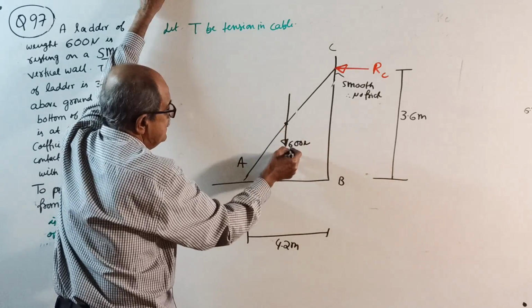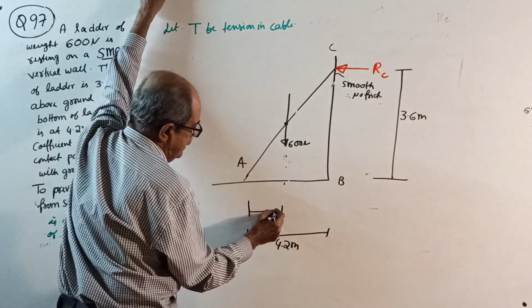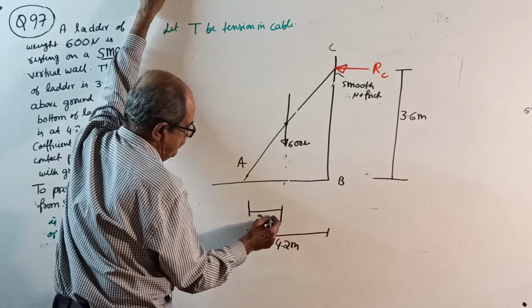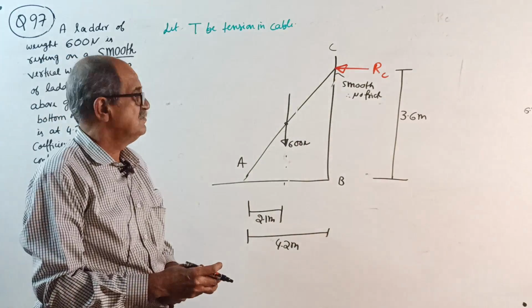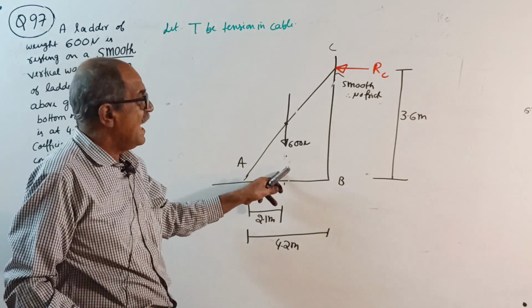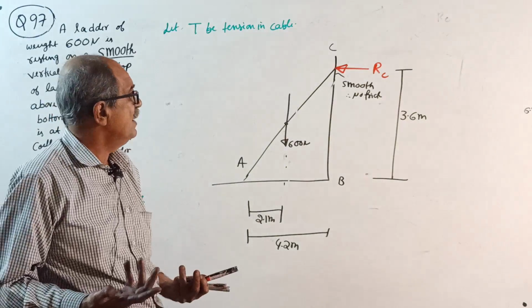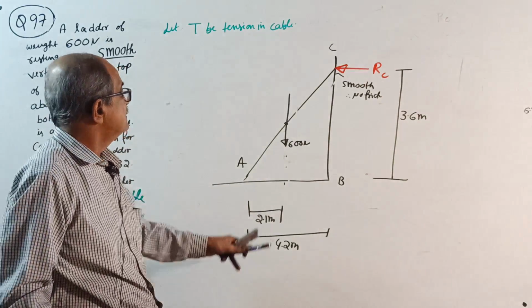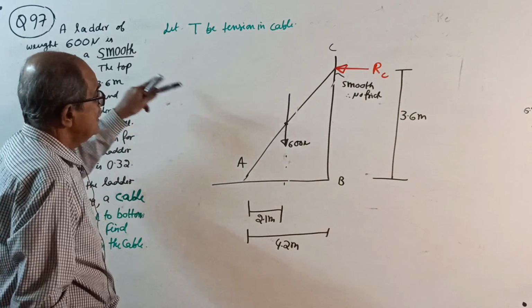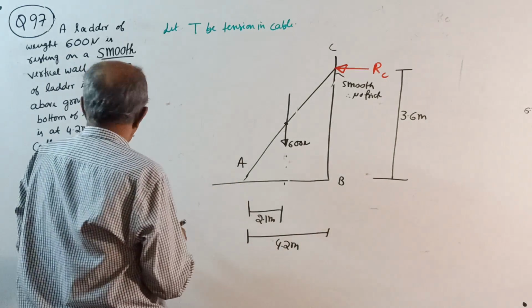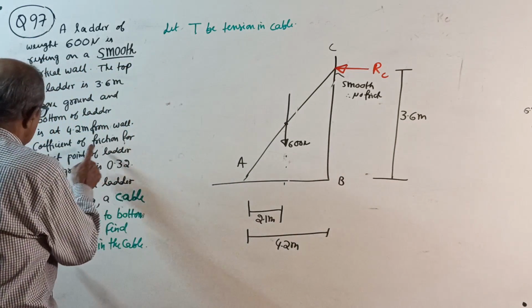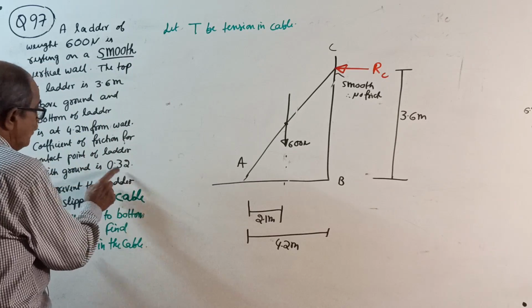Now, weight is at center, so later this will be 2.1 meter. This time the length of the ladder is not required for us. Even the angle is also not required. Why? If they give weight per meter, then you require length. Okay, that's all. So here, the coefficient of friction for the contact point of the ladder with the ground is 0.32.